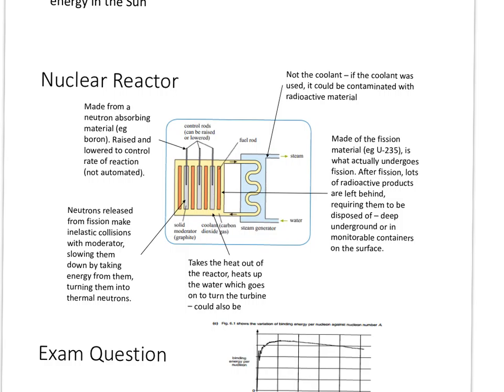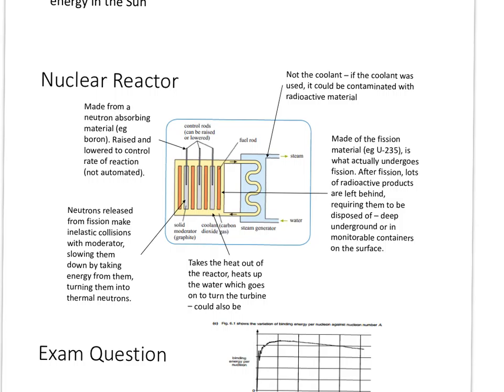The water that is used to turn the turbine is not the coolant, because if the coolant was used, it could be contaminated with radioactive material. The moderator, which is usually graphite, is there to slow down the neutrons, because the neutrons make inelastic collisions which take some of their energy away, which turns them into thermal neutrons. The fuel rods are made out of fission material, uranium-235, which is what undergoes fission.